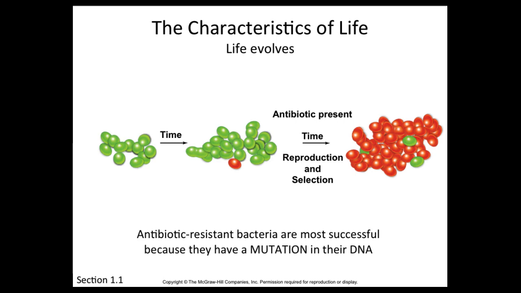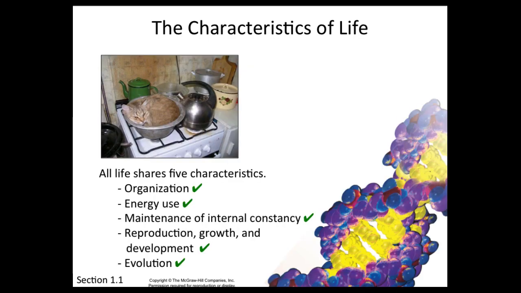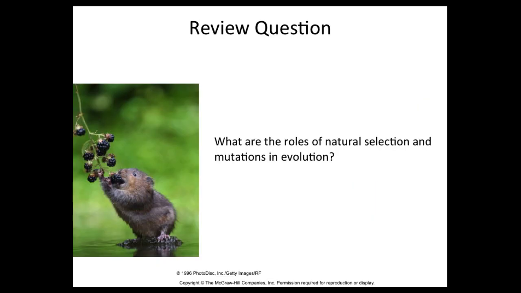Antibiotic-resistant bacteria are most successful in the presence of an antibiotic because they have a mutation in their DNA that allows them to survive this antibiotic. We've now completed all 5 characteristics of life, and we need to know these 5 characteristics for the upcoming exam. In review, make certain that you can discuss all the roles of natural selection and mutations in evolution.